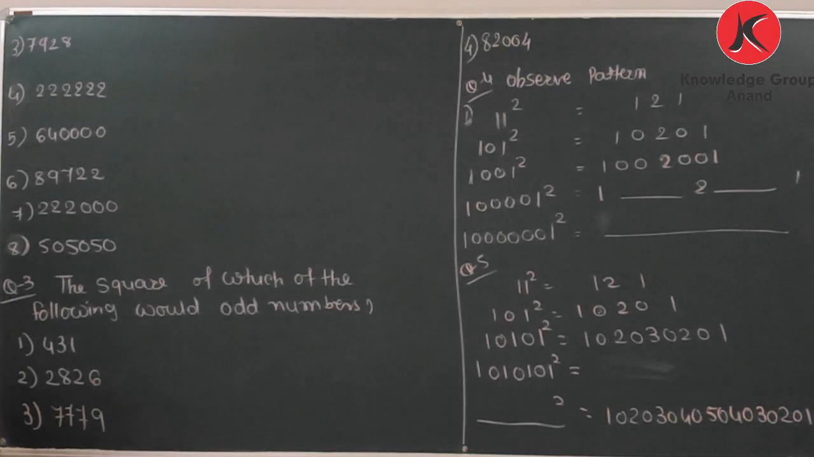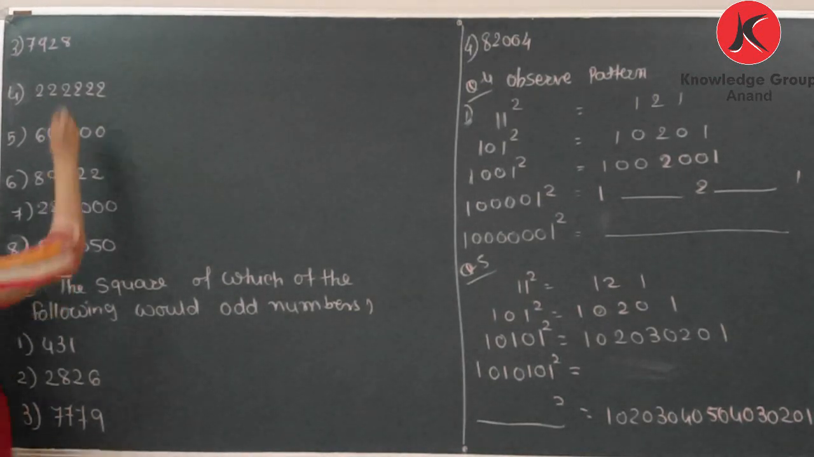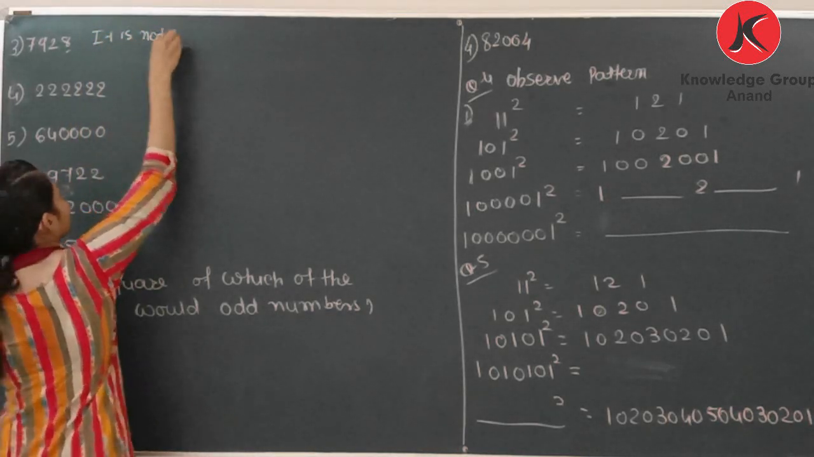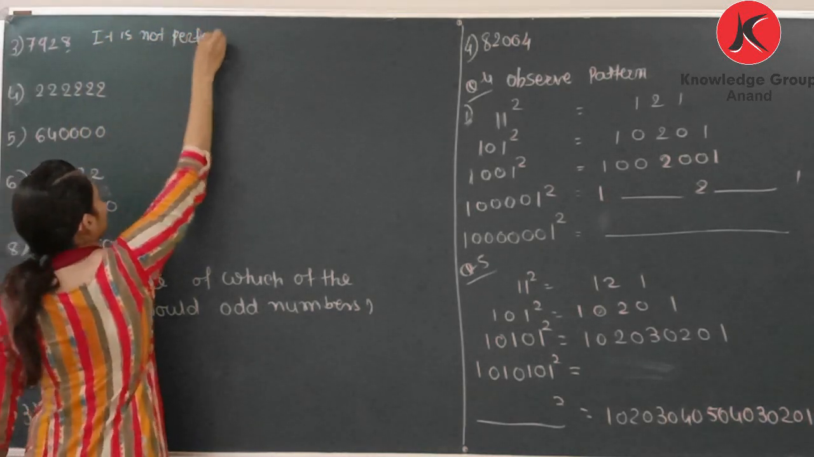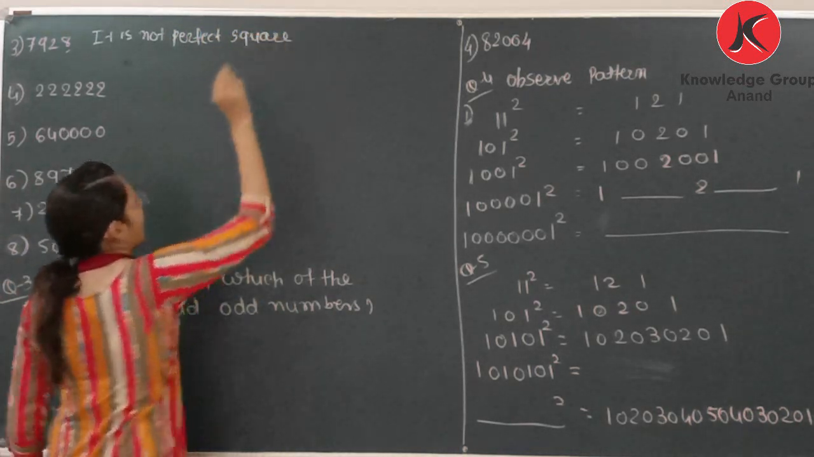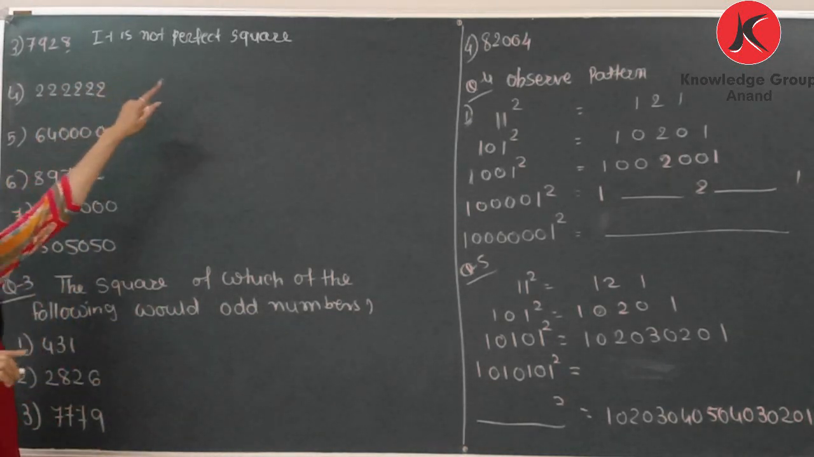Now next number is 7928. So what is the last digit? You can see last digit is 8. So reason is same. None of the square numbers has last digit 2, 3, 7, 8. You can write it in the reason.